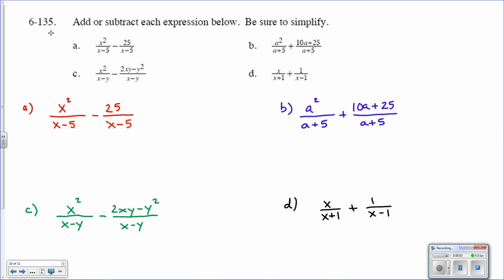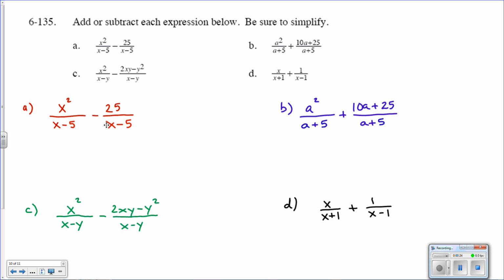Problem 6-135. Add or subtract each expression below. Be sure to simplify. Starting out with letter A, we've got rational expressions that we're subtracting. So x squared over x minus 5 minus 25 over x minus 5.